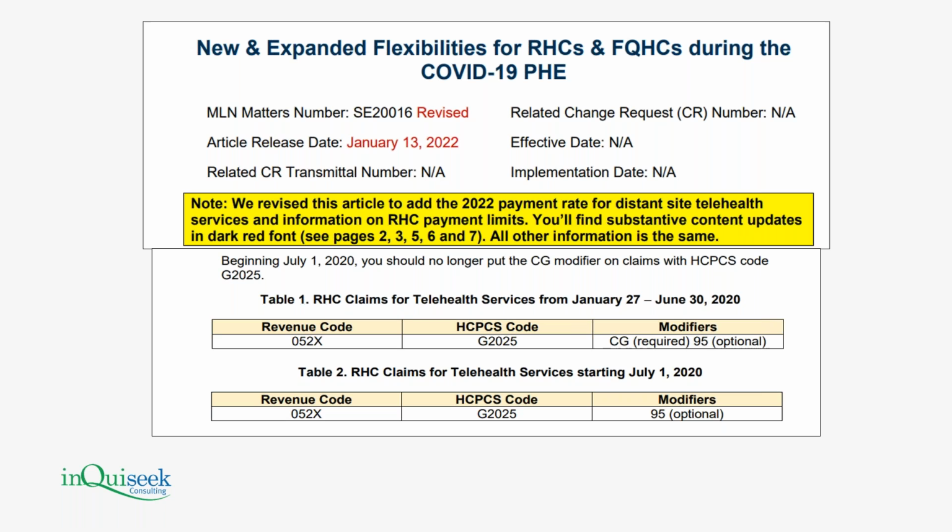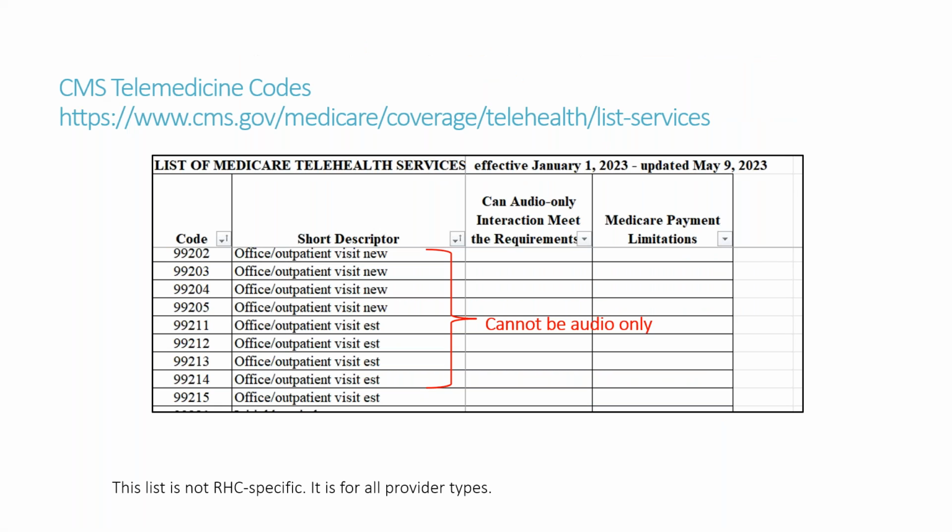Okay. Right. Here's a Medicare Matters that's been revised a number of times. Make sure that you have the correct one. There is a new list of all of the telemedicine codes that are approved by Medicare. This is not a rural health clinic specific list. What I want us to pay attention to here is on this list, though, it tells us whether it can be an audio only service or not. So we notice that none of our E&Ms can be audio only.